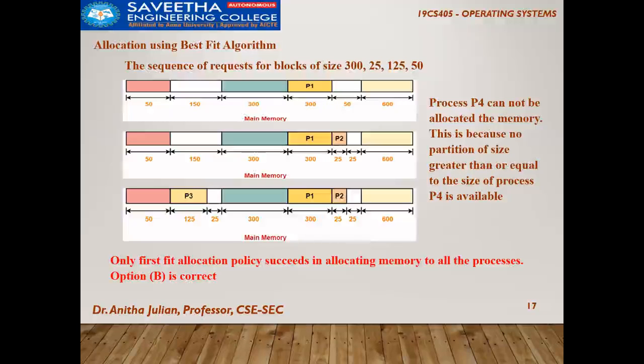So as per the choices, only option B is correct, because that only mentions that the first fit policy can be used. So this is how you solve the problems that are given.